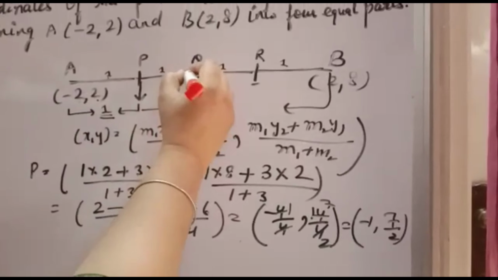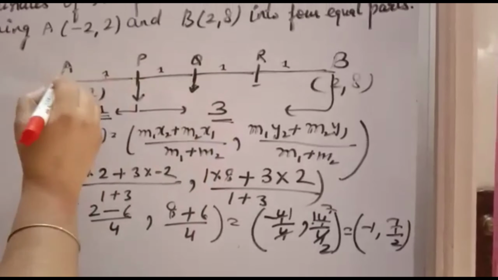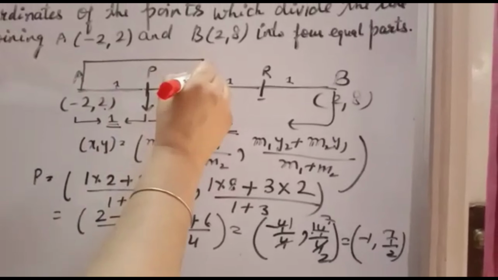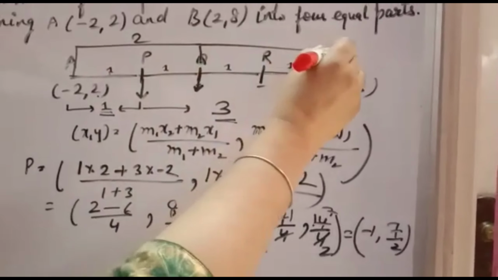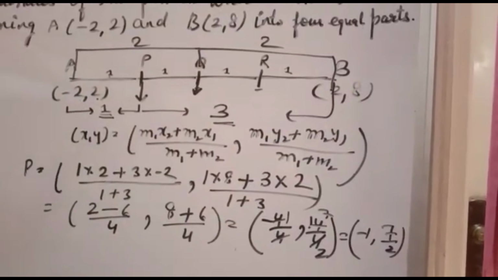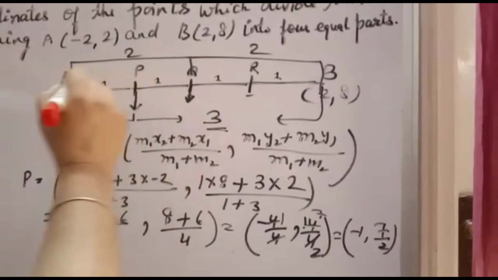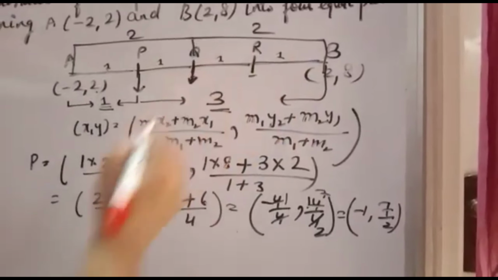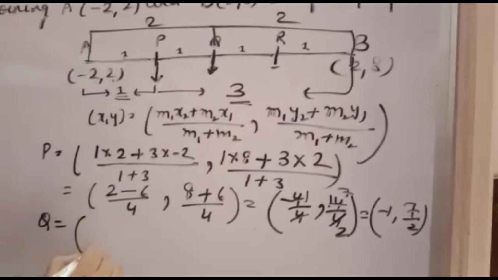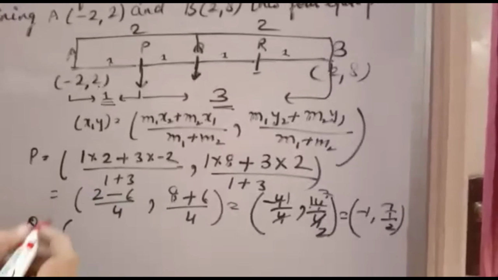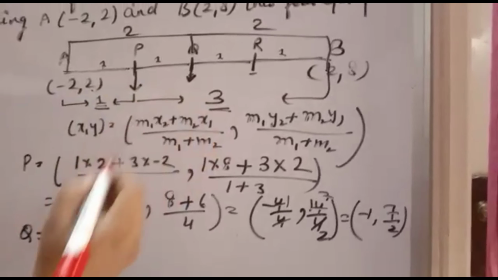Now suppose you want to find the coordinate of Q. Now see carefully, Q's ratio is 2:2. So directly you can use the midpoint formula also, because Q is dividing it into 2 equal parts, 2 by 2. So I am using the midpoint formula. You can use the section formula also, but it will be lengthy, so I am using the midpoint formula.